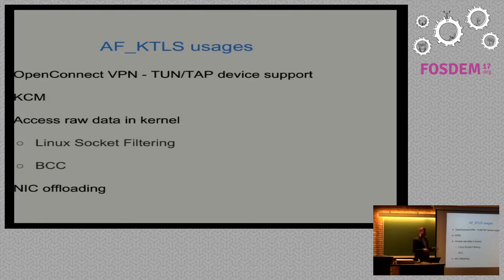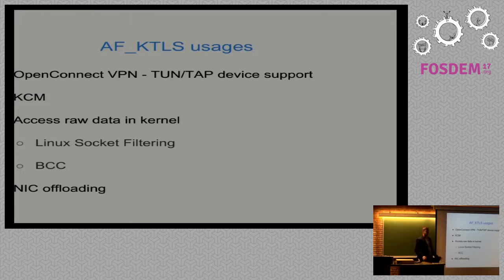AF_KTLS has also advantages because you can access raw data right inside your kernel. You can do, for example, Linux socket filtering or Berkeley socket filtering if you want. You can also use, for example, eBPF. And another cool feature is, for example, the BCC implementation, where you can plug your function right before some function that is called in the kernel or after it, and you write basically Python code. Then the eBPF checker checks your code, and the code is executed in the kernel.